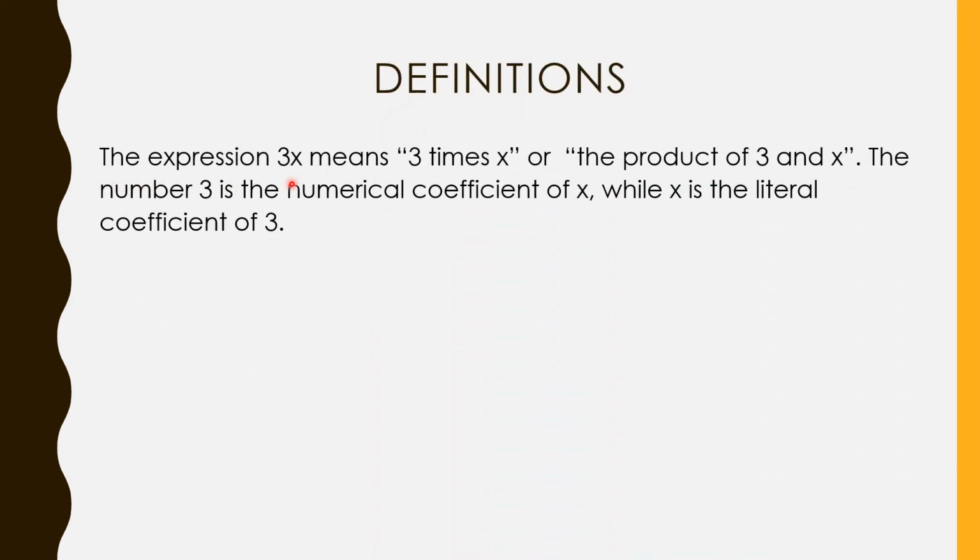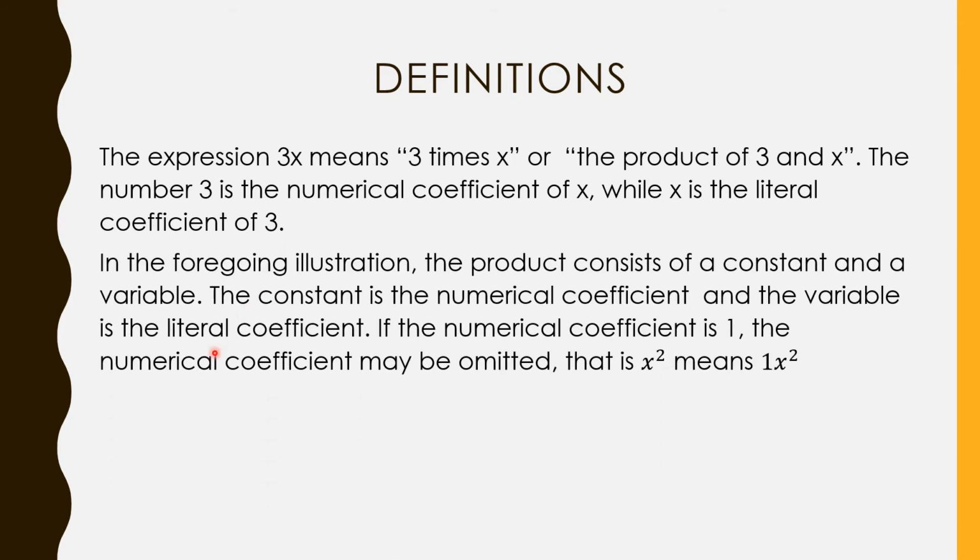The expression 3x means 3 times x, or the product of 3 and x. The number 3 is the numerical coefficient of x, while x is the literal coefficient of 3. In the foregoing illustration, the product consists of a constant and a variable. The constant is the numerical coefficient, and the variable is the literal coefficient. If the numerical coefficient is 1, the numerical coefficient may be omitted. That is, x squared means 1x squared.